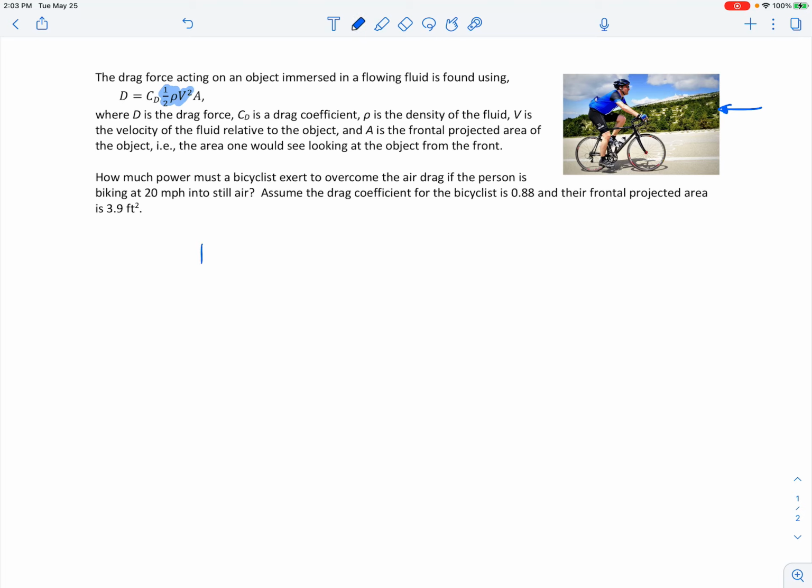So first of all, to find the power, power is going to be a force multiplied by a velocity. So this would be the drag force, which I'll call D, times the velocity of the bicyclist, V. Okay, so that's how we're going to find the power. In the drag force, we'll just use our formula given right up here. It's just the drag coefficient times 1/2 rho V squared times the area. It's multiplied by V. Now it's just a matter of plugging in all the different values that we have. So we're told the drag coefficient is 0.88.